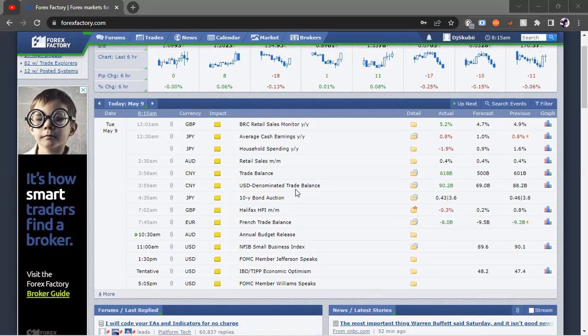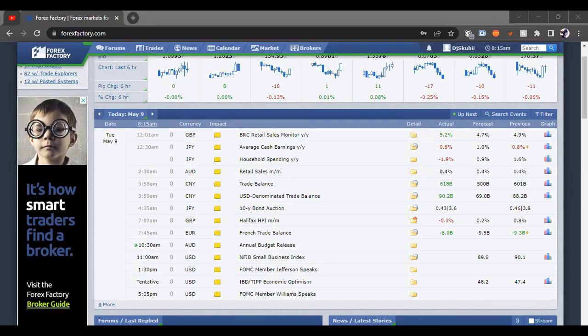Fundamental wise, you just have medium, low impact news today, no mid impact, no high impact. So it's more or less expected that the market is going to be calm. You understand? So let's jump on our chart and see what we can grab.